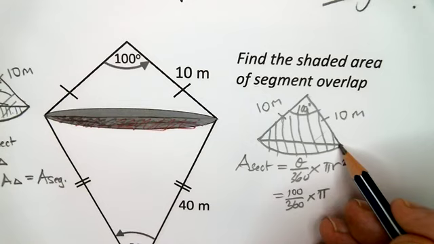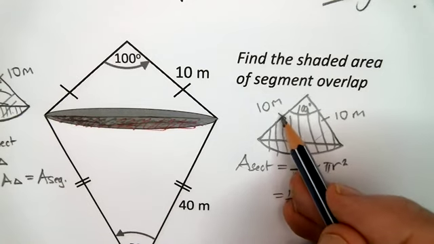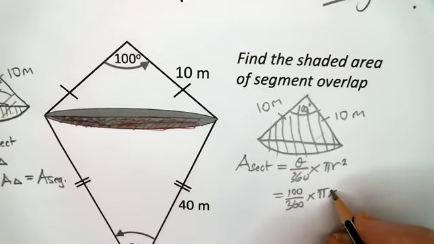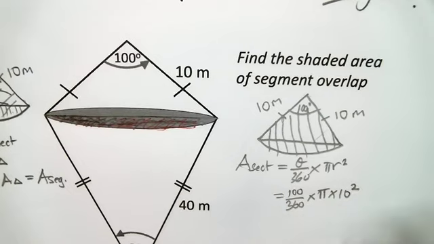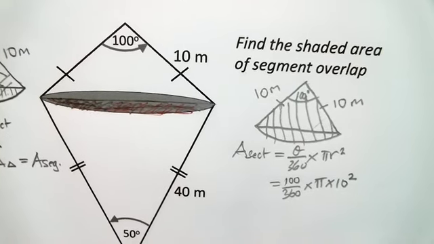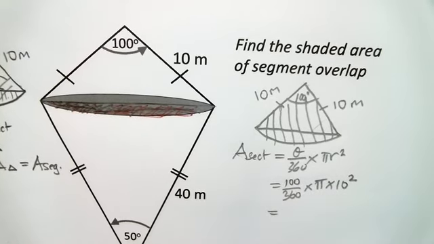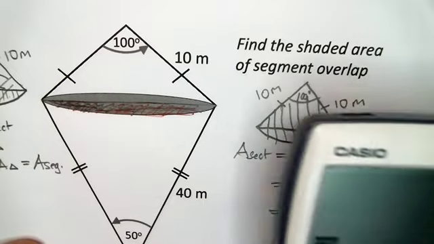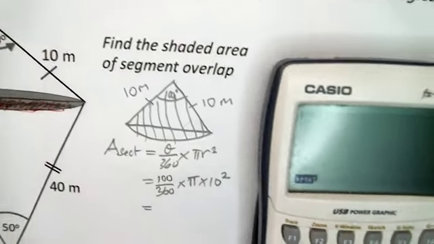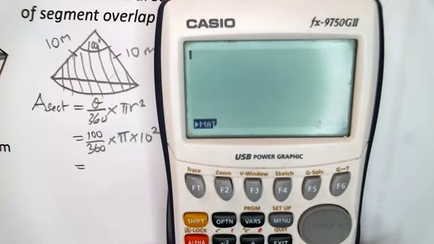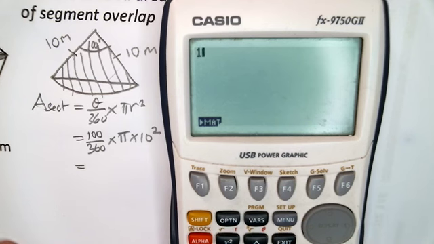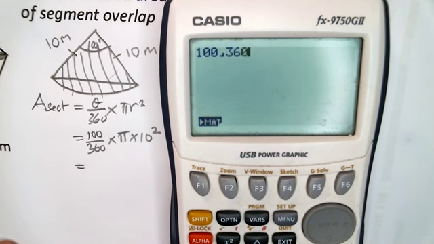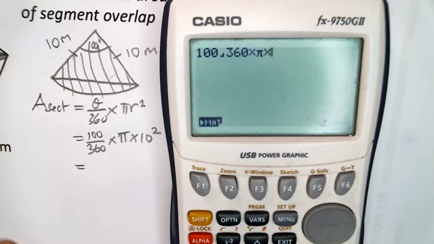There's one radius there, another radius there, two radii, so it's going to be times 10 squared. Okay, so let's have a look, see how that all plays out. So we've got 100, in fact I'll just do it so I can see it. This calculator is very dirty, I need to clean it. So 100 over 360 times pi times 10 squared.